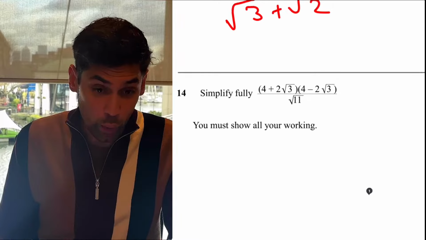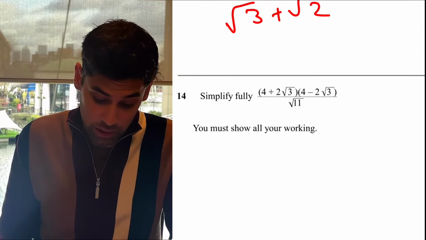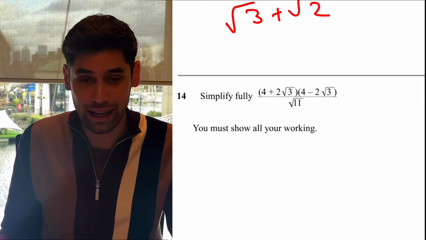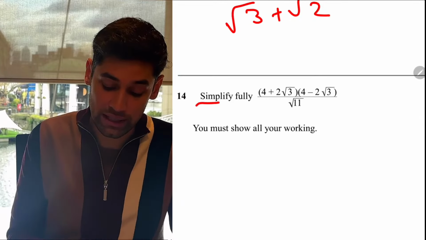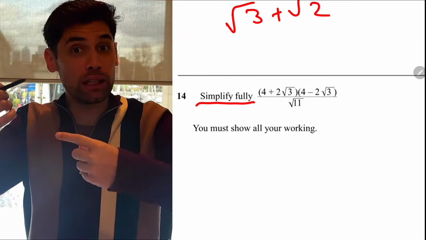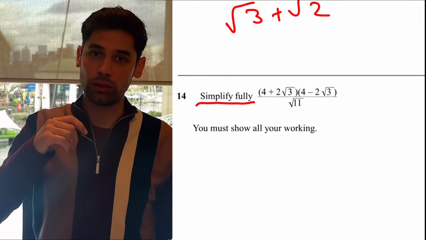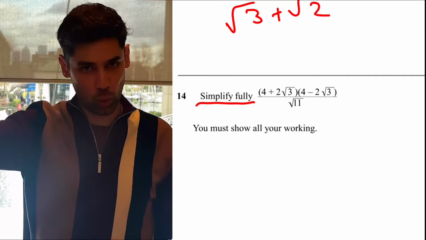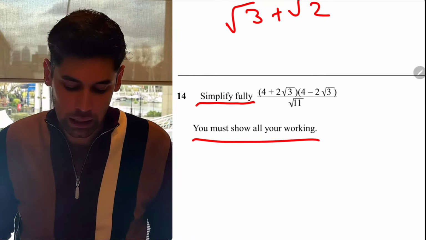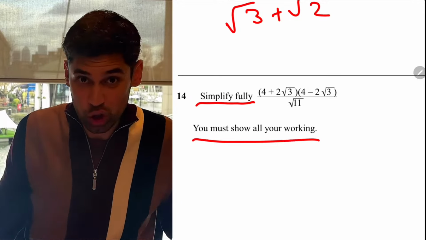This next question looks horrendous. I'll put my hands up and say that looks horrible. But actually what's going to happen here is a lot of stuff is going to cancel out. And that's why it says here simplify fully. So not only simplify fully, that's letting us know there's some simplification going on, but there's more than just one step of simplification. You must show all your working. I mean, that just is what it is. Just make sure you show all your working.